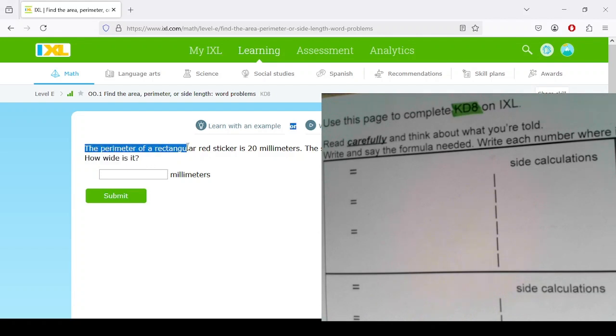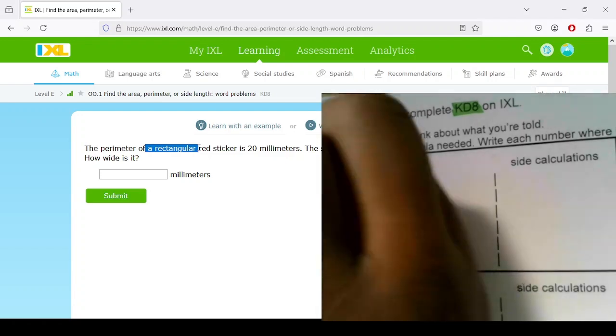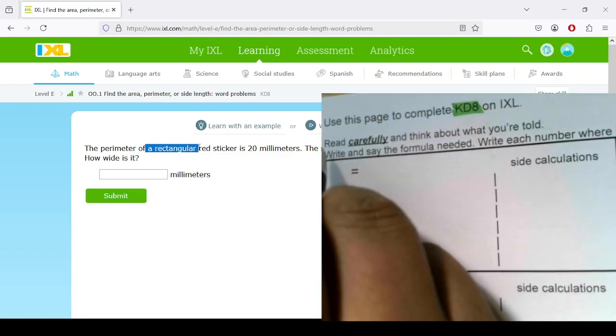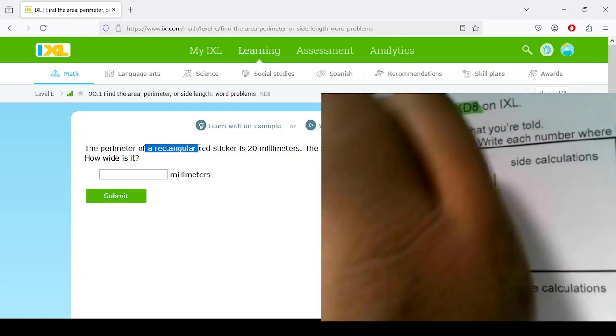The perimeter of a rectangular red sticker is 20 millimeters. The sticker is 4 millimeters tall. How wide is it? So, I know because of the word perimeter that I'll be using the perimeter formula. And because it tells me that this object is rectangular, I'm going to be using the formula perimeter of a rectangle. So I'm going to write and say that formula.